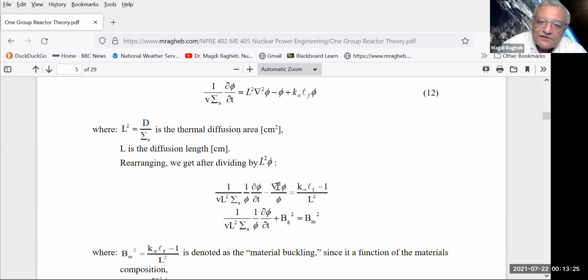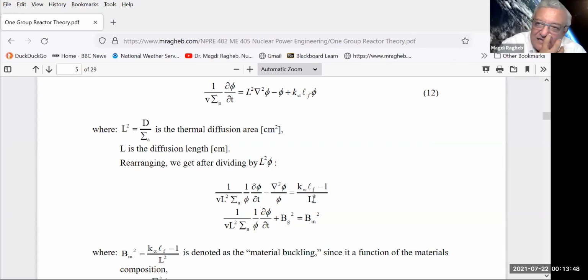Remember, we have different expressions for the Laplacian in cylindrical, spherical, as well as Cartesian geometry. So we call that term here the geometric buckling. It depends only on the geometry. I repeat again, it depends only on the geometry. Whereas that other term here on the right-hand side depends only on the material composition.